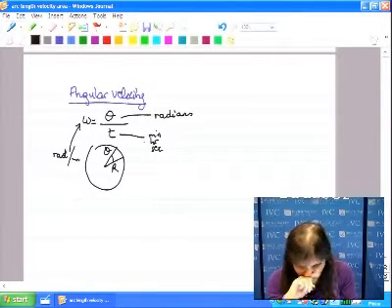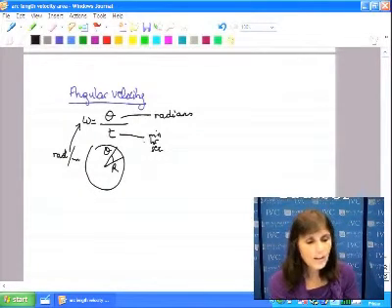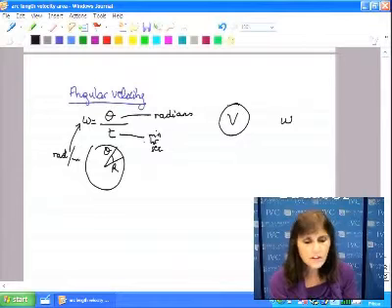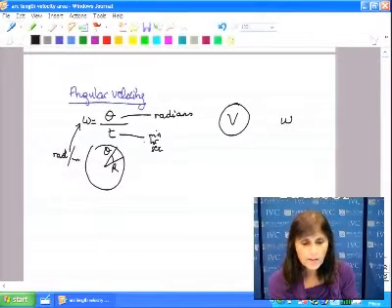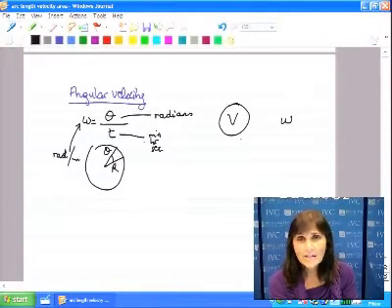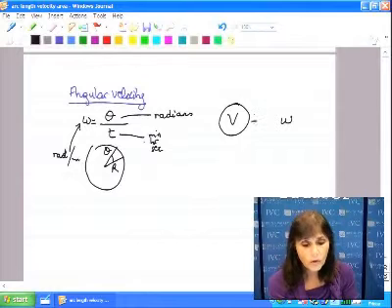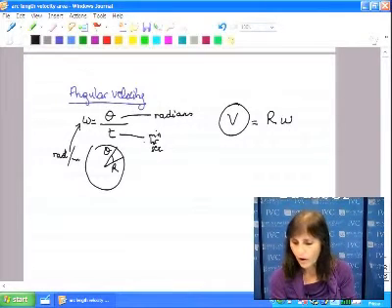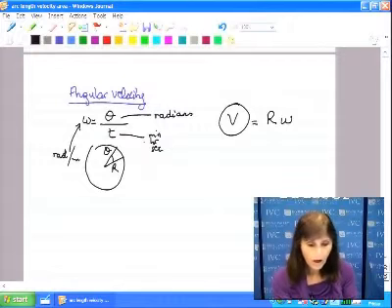Now, what is the relationship between the linear velocity and angular velocity? Remember, the linear velocity has some length in it. So I need the length in the linear velocity. In omega, I only have the radians. So to go from the angular velocity to linear velocity, all you have to do is multiply the angular velocity by r.